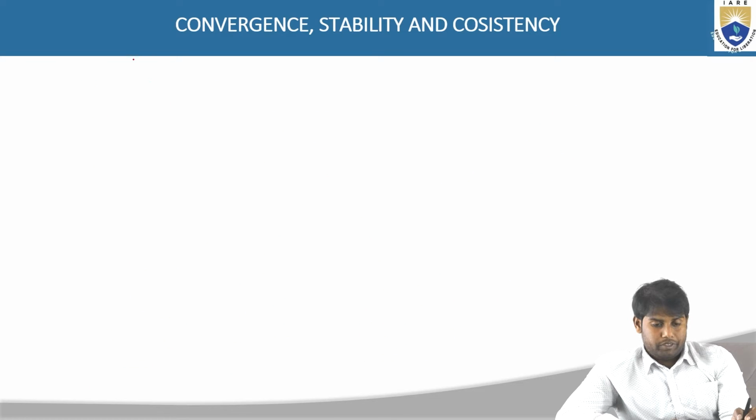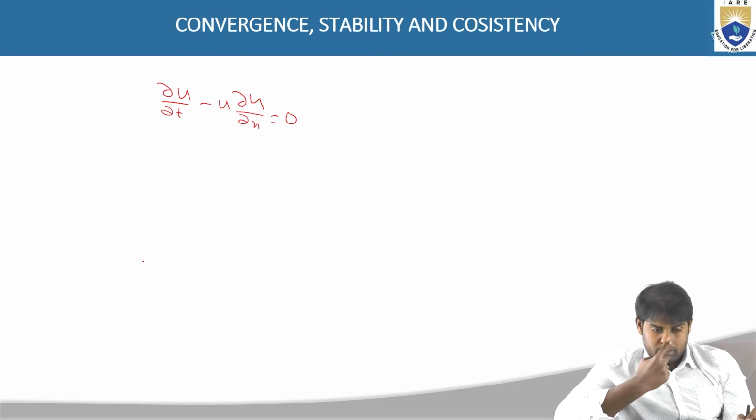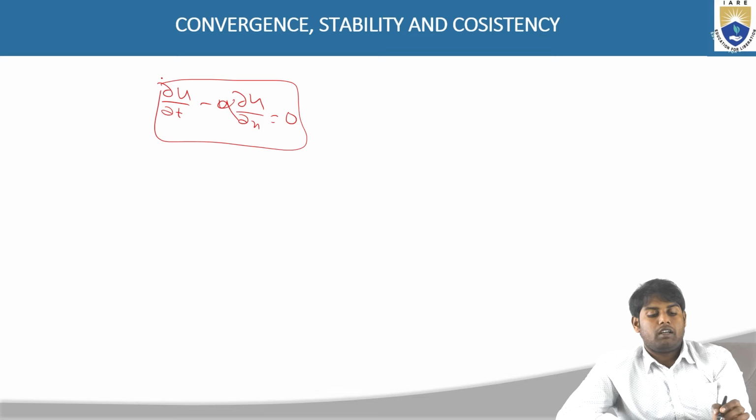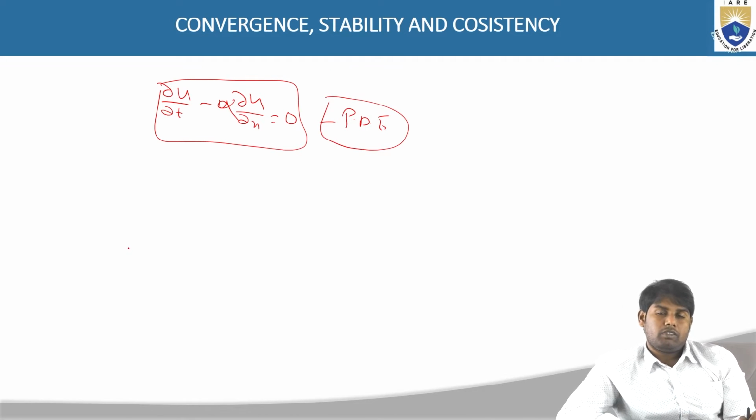So let's say you have this equation: the time derivative of u, minus alpha times u dou by dou x, is equal to 0. Or let us take this alpha. This is a PDE, a partial differential equation.